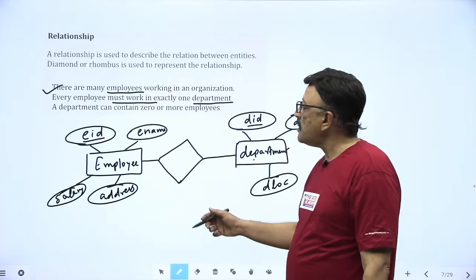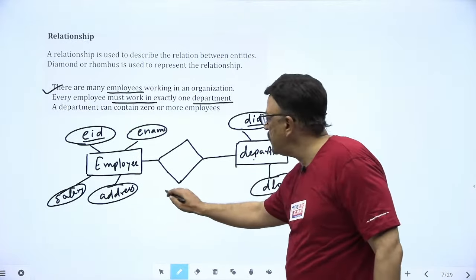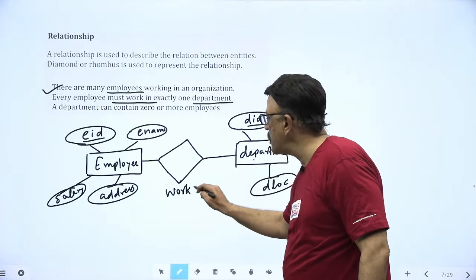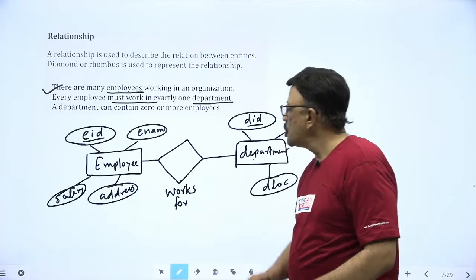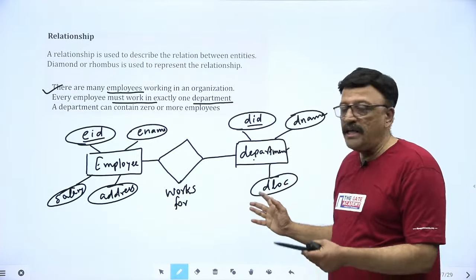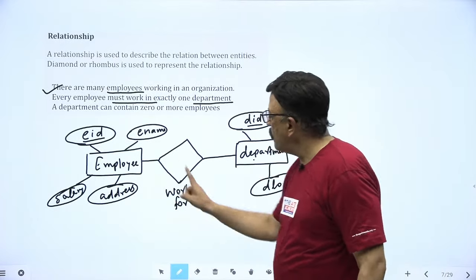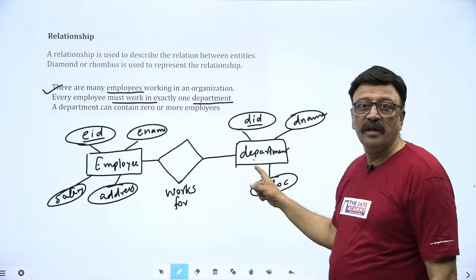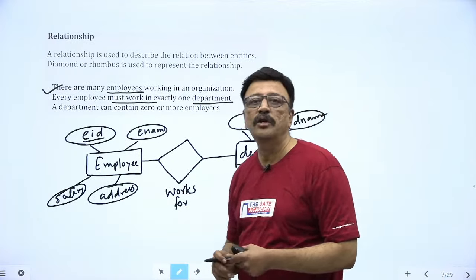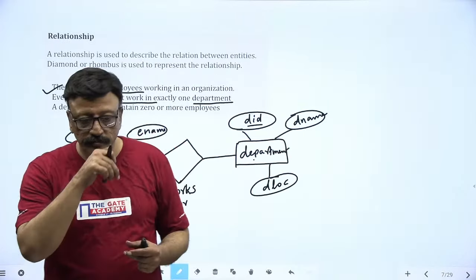And what is the relation? We write here a description of the relation. So anybody reading this would easily say that employee works for department. This is the relationship between the two entities.